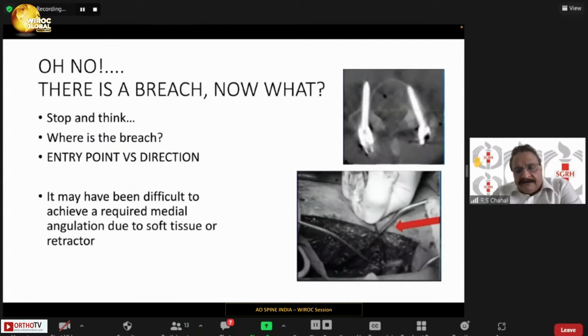So important is stop and think. Where is the breach? Is it an entry point problem or is it a direction problem? It may have been difficult to achieve a medial angulation due to soft tissue or a retractor. I tell my boys also, never do a pedicle probing or a pedicle awl with your self-retaining retractor touching your probe. Two metals touching each other, you will never have a tactile sensation or a feel of the pedicle. So any metal should not touch a metal when you're doing this.